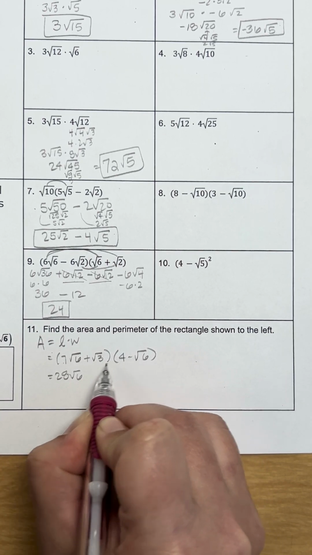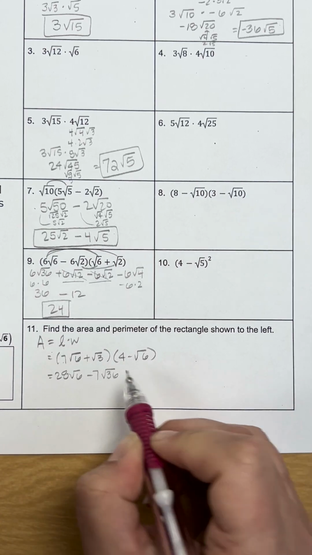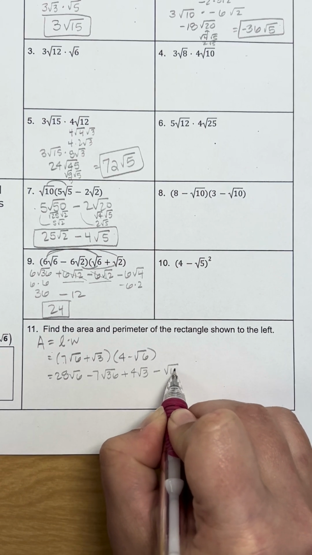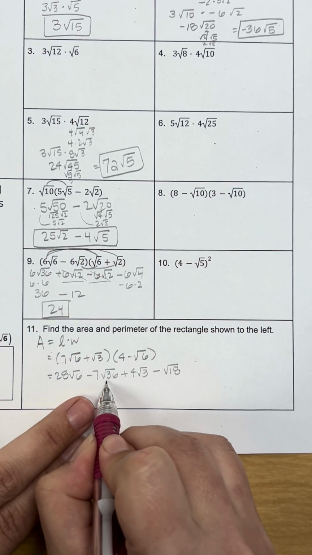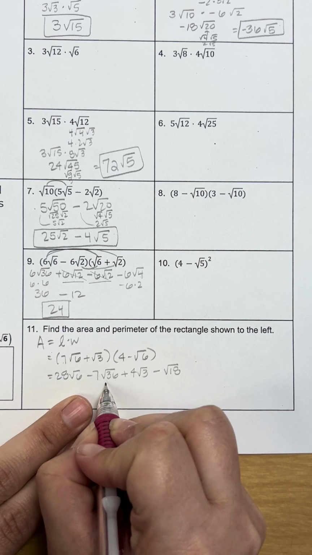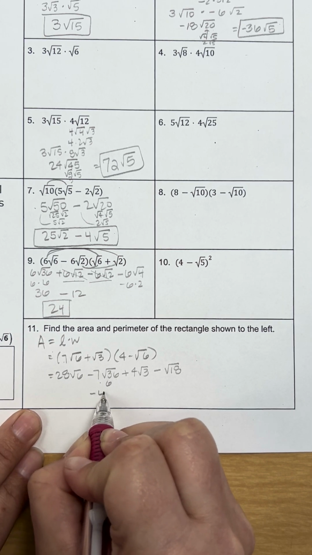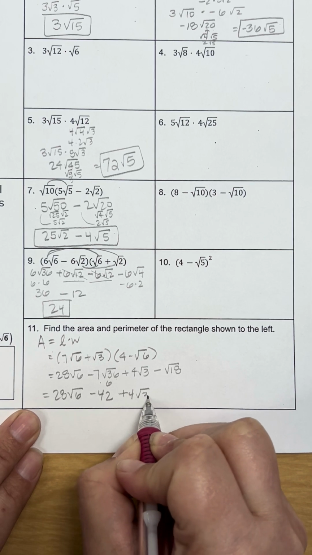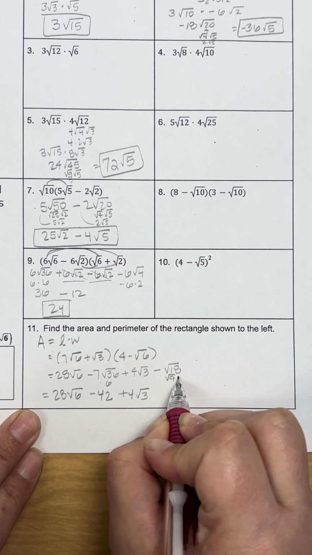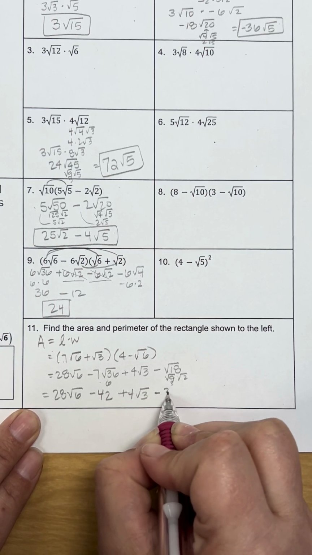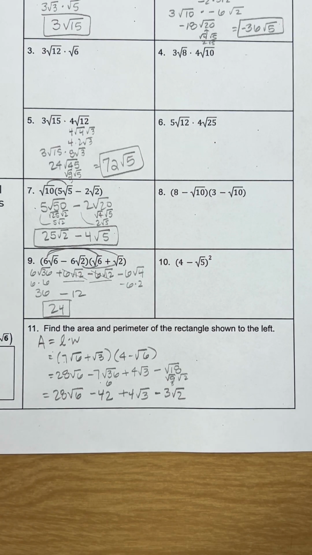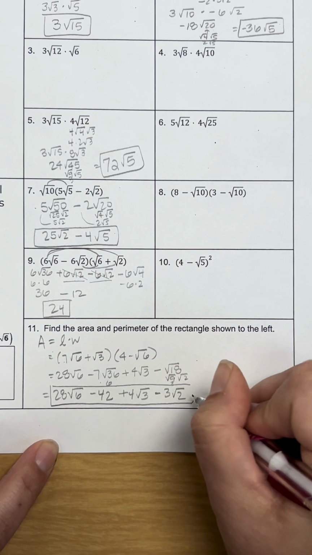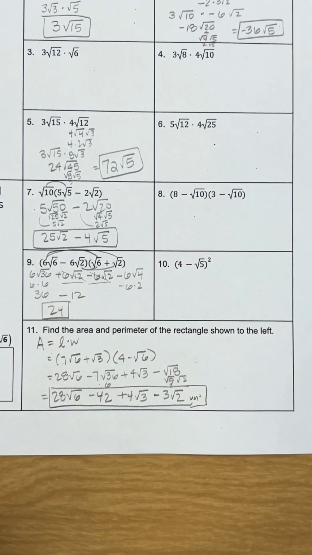7 radical 6 times a negative radical 6 is going to give me negative 7 radical 36. Radical 3 times 4 is 4 radical 3. And radical 3 times a negative radical 6 is a negative radical 18. Let's see, my radical 36 here simplifies to be 6. So I really have 7 times 6, that's a negative 42 there. Bring down my 28 radical 6. My 4 radical 3 does not simplify. My radical 18 would break into radical 9 and radical 2, which that's 3, so minus 3 radical 2. None of those are like radicals, so that does not simplify at all. Since it is area, I would say units squared there, but that's all I can do.